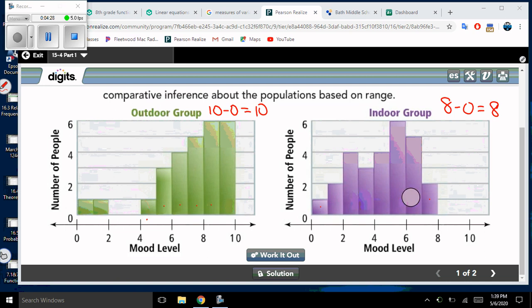And so what does this tell us? This tells us that because 10 is the range here and 8 is the range here, we would say that the people in the outdoor group have a wider range of moods, so going outdoors is basically a greater mood swing, I guess you would say, okay? And the people in the indoor group, their moods are perhaps not as big of a swing as the outdoor group.